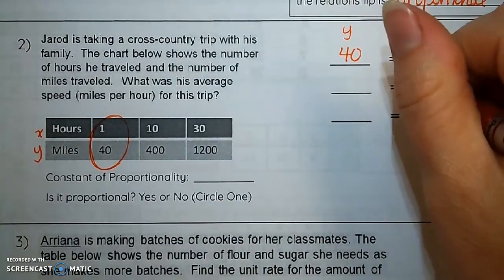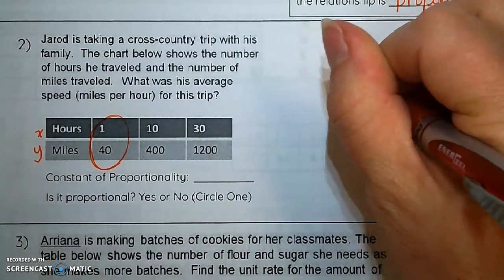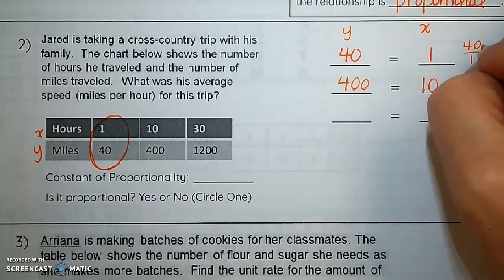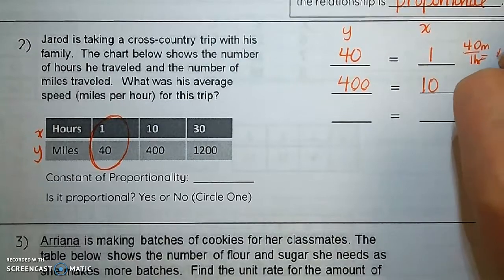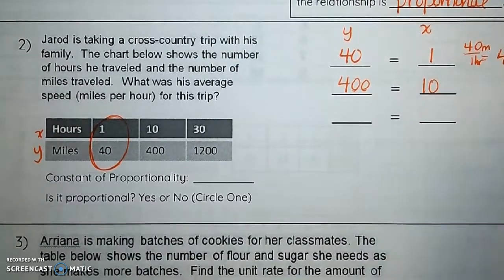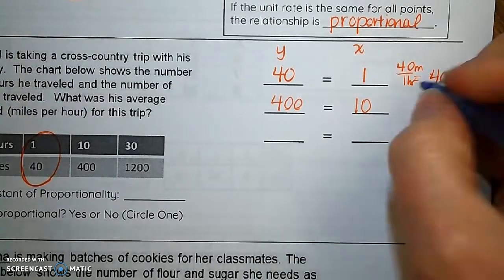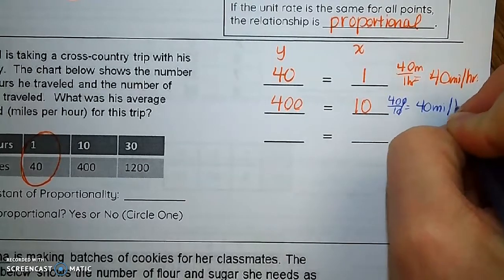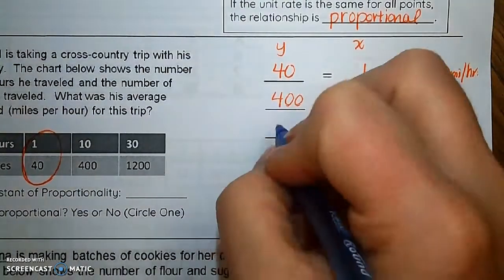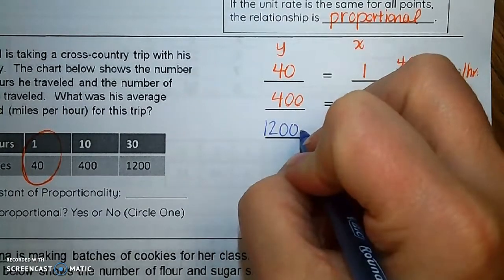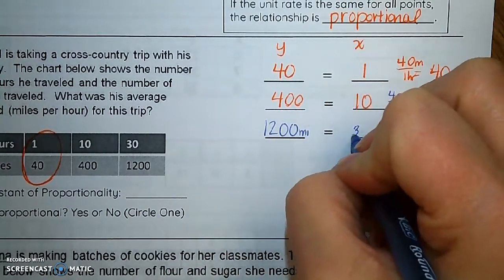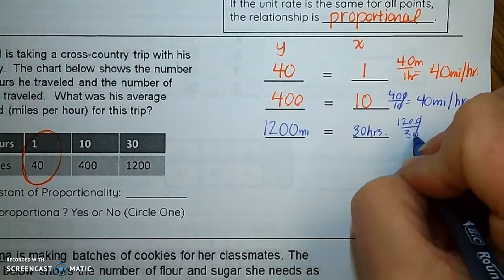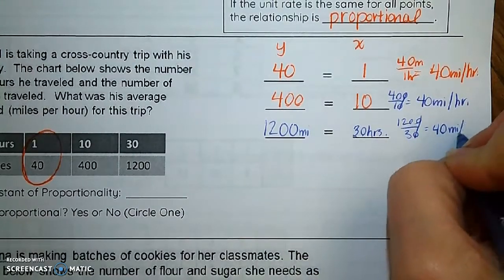On the next one, we've gotten 10 hours, and we go 400. So we had 40 divided by 1, so 40 miles. And 1 hour gave us 40 miles per hour. And then we're going to have 400 divided by 10, which is also 40 miles per hour. The last one we have to check is when they go 1,200 miles in 30 hours. Wow, that is a lot of driving. When I do that dividing, I still get 40 miles per hour.